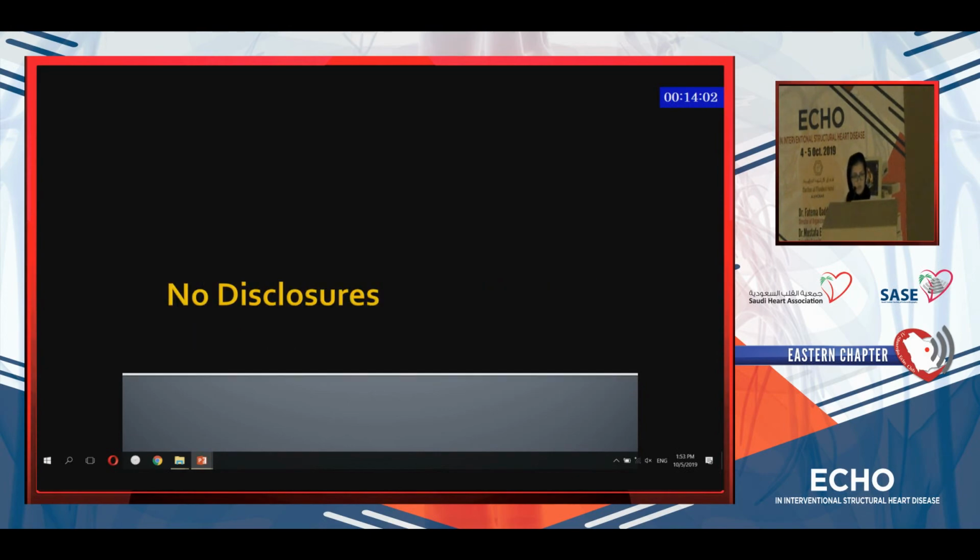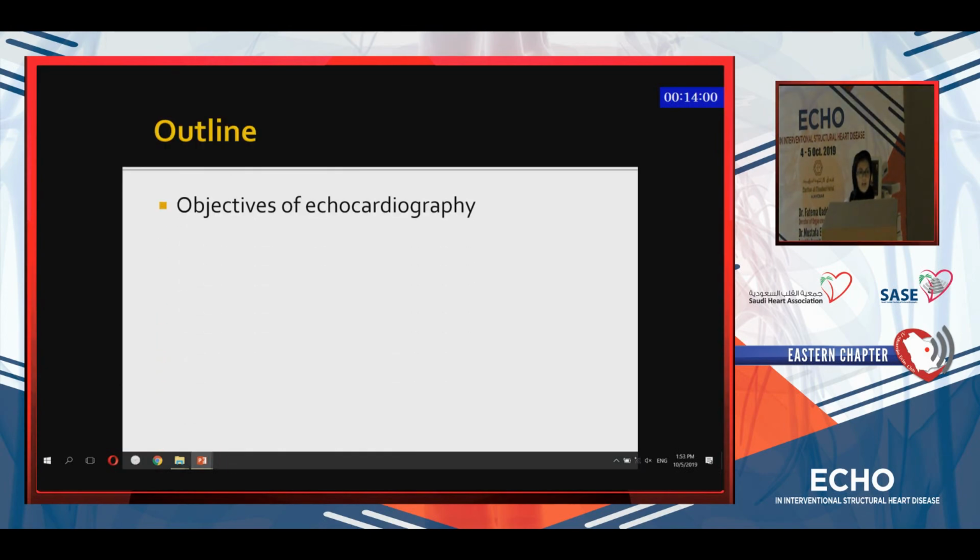I have no disclosures pertinent to this talk. Just as a quick outline, I'm going to very quickly go through what needs to be done from a pre-procedural point of view from an echocardiography perspective, some of the minimum data sets that are required before we decide the patient is going for TAVI, and then go through the intra-procedural findings that are warranted to look for when you're doing a transesophageal echo, and then we'll wrap up with a quick summary and take-home messages.